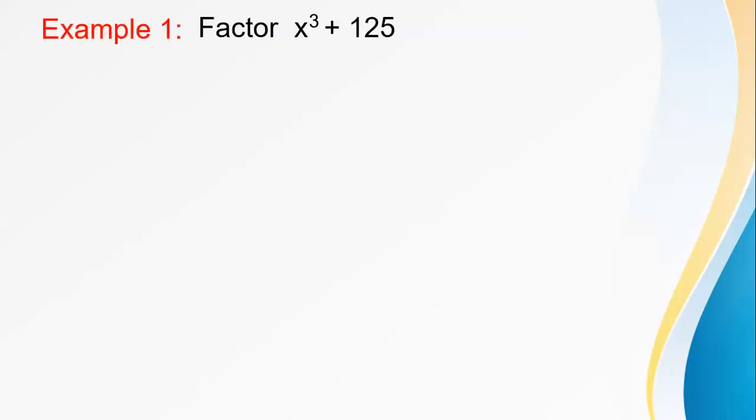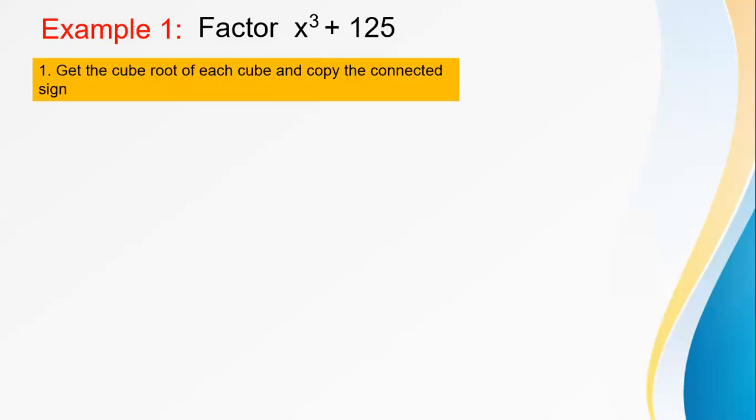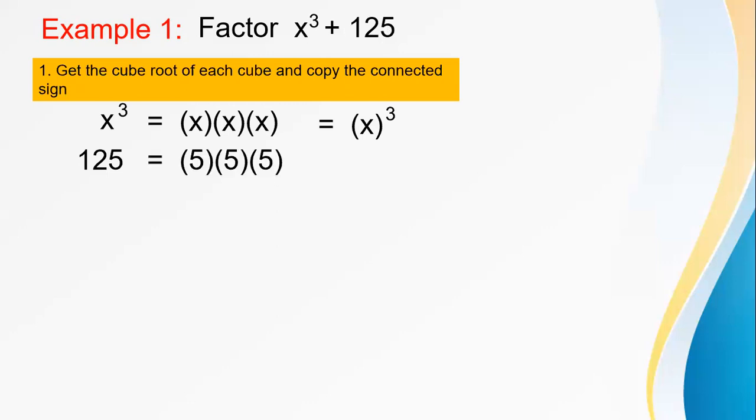Example, factor x cubed plus 125. We all know that the first and last terms are both perfect cubes. So first step, get the cube root of each cube and copy the connecting sign. X cubed means x times x times x. 125 is 5 times 5 times 5, which is 5 cubed. Therefore, the cube root of x cubed is x, and the cube root of 125 is 5.